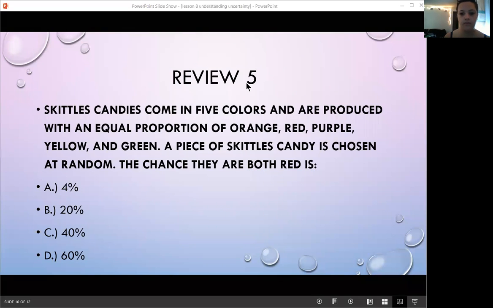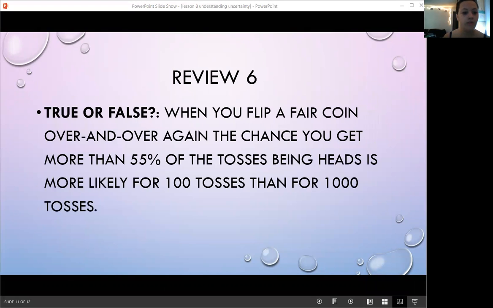All right, I believe we have one more. Okay, so true or false, when you flip a fair coin over and over again, the chance that you get more than 55% of the tosses being heads is more likely for 100 tosses than 1,000 tosses. So what do you think this answer is?